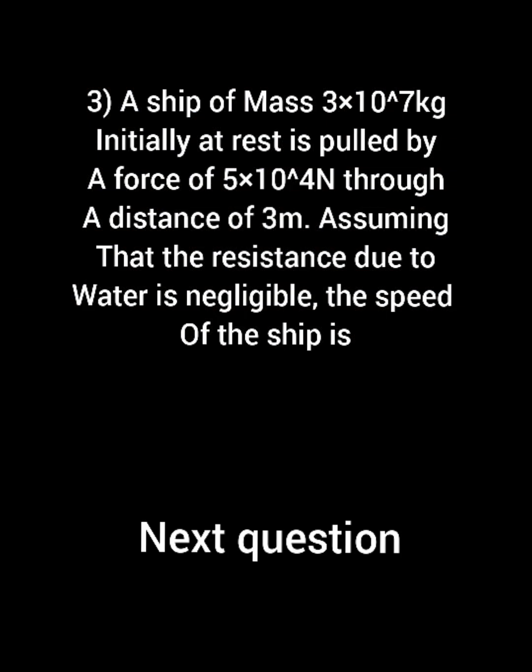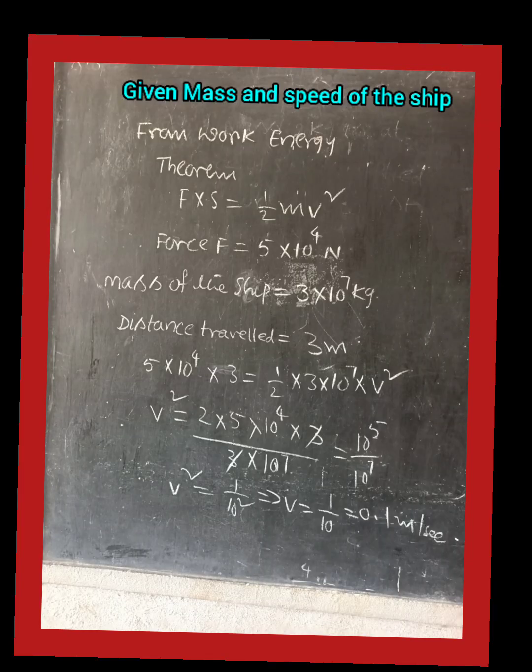A ship of mass 3 into 10 to the power of 7 kilograms, initially at rest, is pulled by a force of 5 into 10 to the power of 4 newtons through a distance of 3 meters. Assuming that the resistance due to water is negligible, the speed of the ship is? From work energy theorem, work done is converted into kinetic energy. F into S is equal to half mv square.